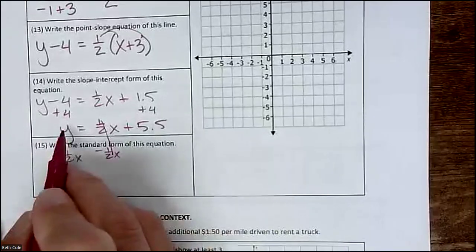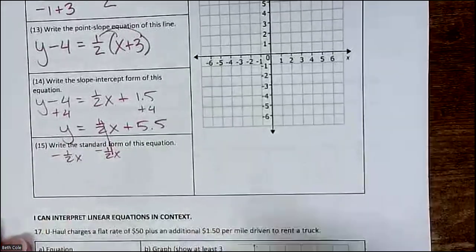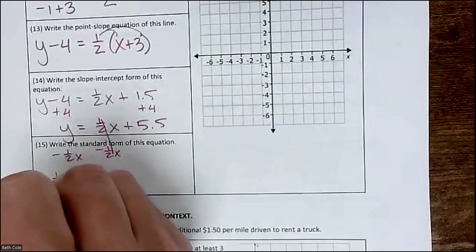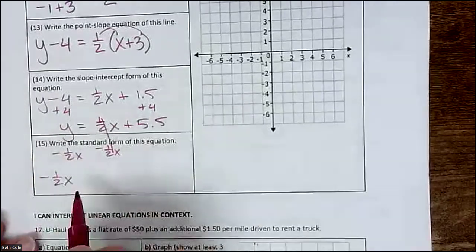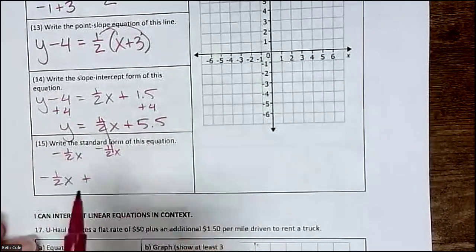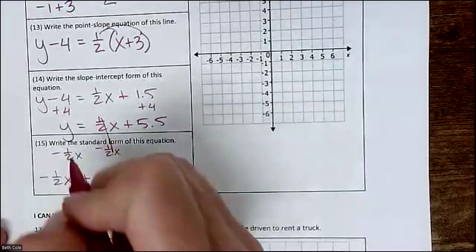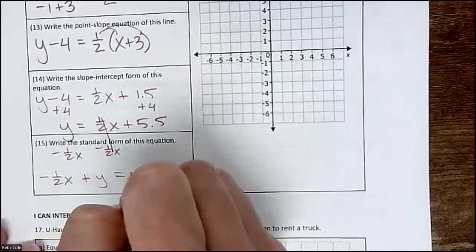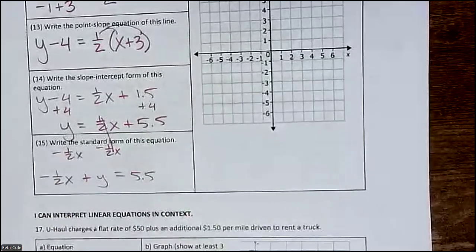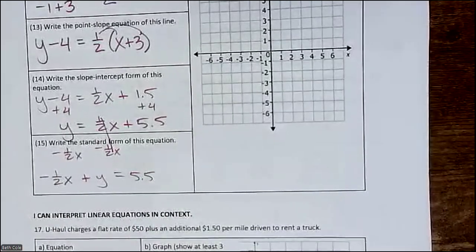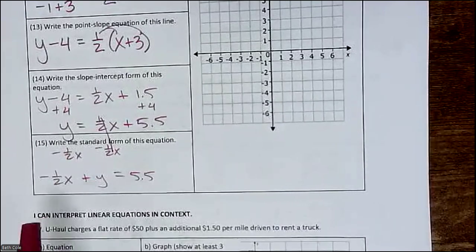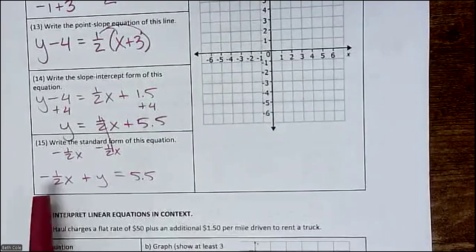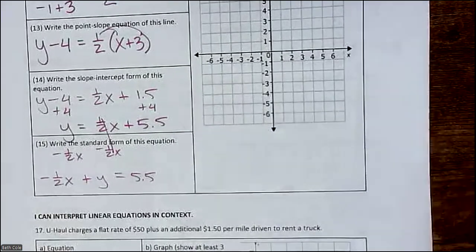Now, what order do you want to write this in? X before what? Good. Negative 1/2 x plus what would come next? Yeah, 1y. You can put a 1 in front of it if you want. Equals 5.5. Now, again, I don't know who decided this. It wasn't up to me. No one asked me my opinion. But you're not allowed to start with a fraction. You're actually also not allowed to start with a negative.